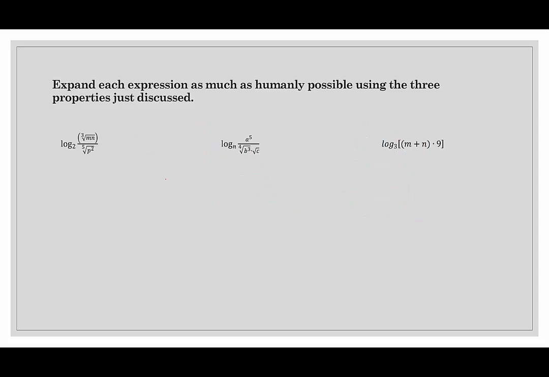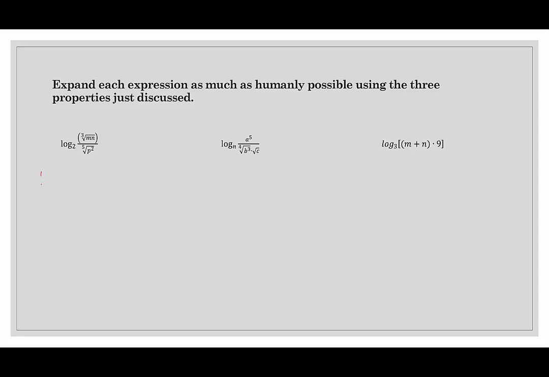I encourage you to pause the video and try these three on your own and then check back with me and I'll discuss them. Okay, for the first one, what do we need to do here? We have log base 2 and we have all this stuff going on. Well, we need to distribute the radical in the numerator.